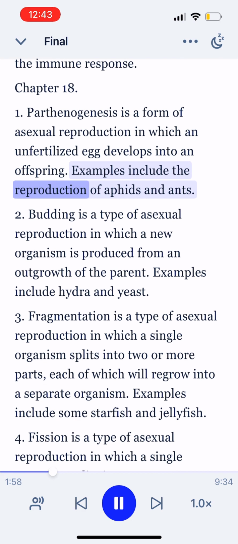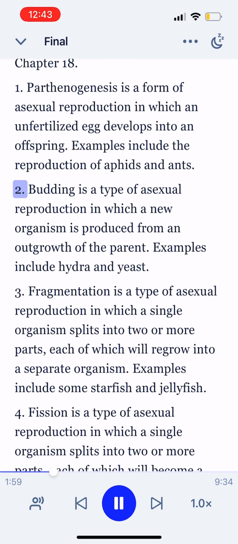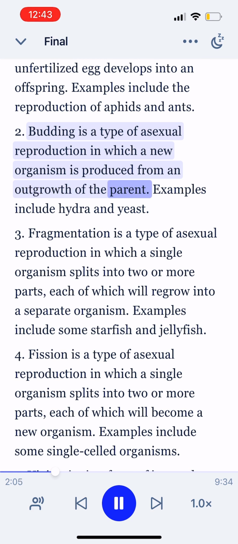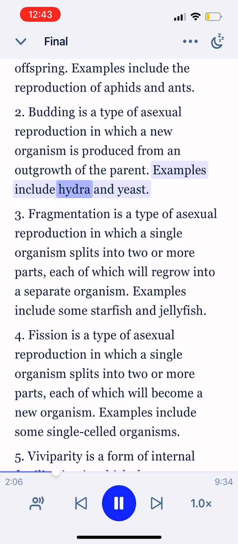Examples include the reproduction of aphids and ants. 2. Budding is a type of asexual reproduction in which a new organism is produced from an outgrowth of the parent. Examples include hydra and yeast.